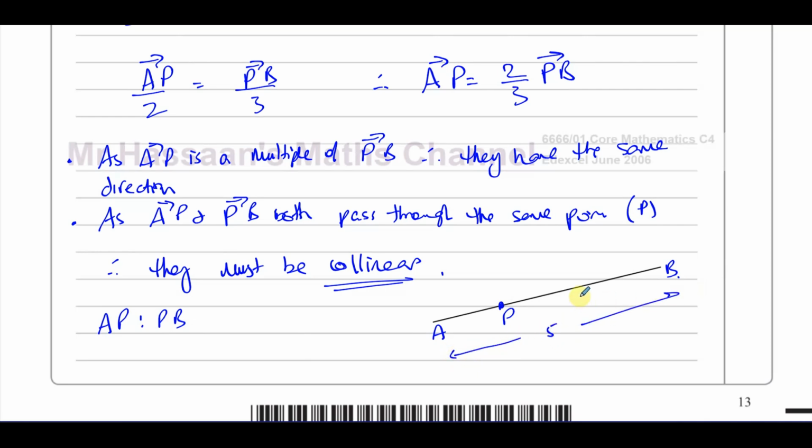This is 3 parts and this is 2 parts. So A to P will be 2/3 of the length P to B. Okay, so we can say that the ratio of A to P and P to B is 2 to 3, because A to P is 2/3 of the length of P to B. So the total parts is 5, and A to P is 2 of those 5 parts.